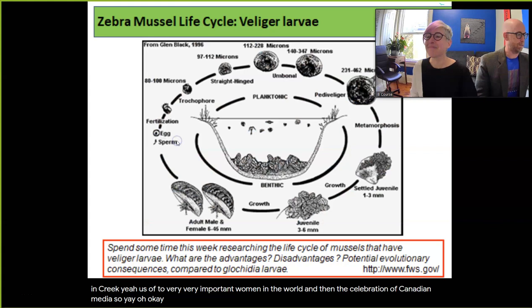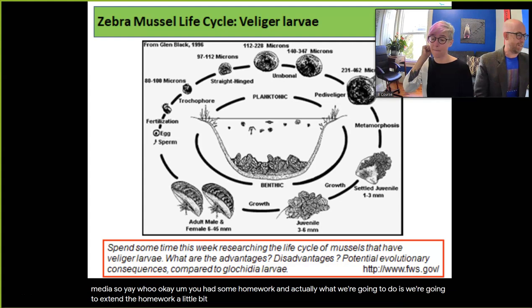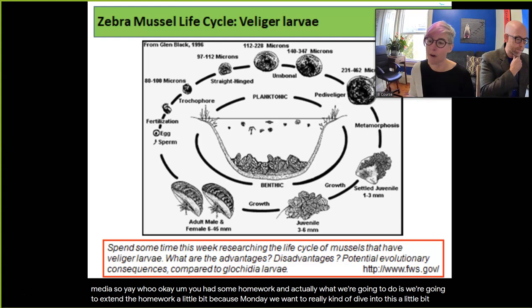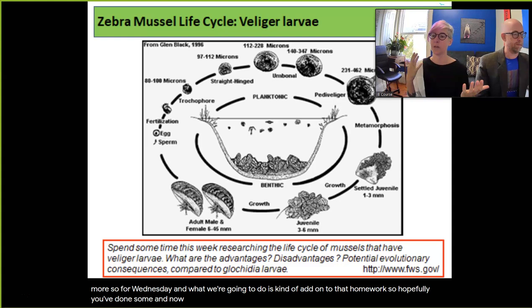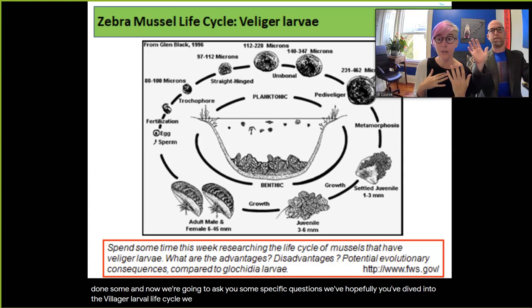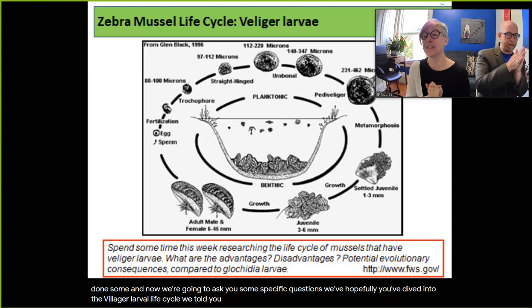You had some homework, and what we're going to do is extend the homework a little bit, because we really want to dive into this more. So for Wednesday, we're going to add on to that homework. Hopefully you've done some, and now we're going to ask you some specific questions. Hopefully you've dived into the Veliger larval life cycle. We've told you about the Glochidia, the Unionid life cycle.